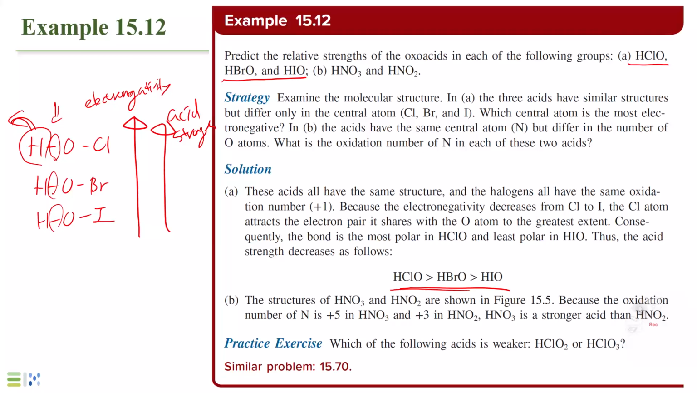And another example is HNO3 versus HNO2. In this case, the N here has a higher oxidation state. For HNO3 this is 5 plus, and for HNO2 the N is 3 plus. Because the nitrogen in HNO3 has a higher oxidation state, you can expect the proton here to be easier to be detached. So HNO3 is a stronger acid than HNO2.